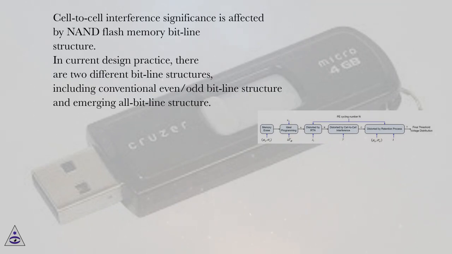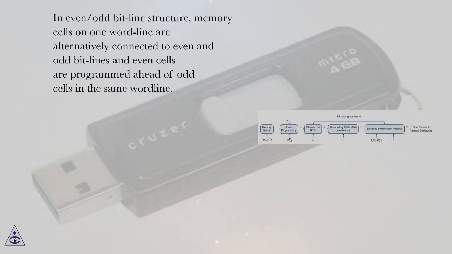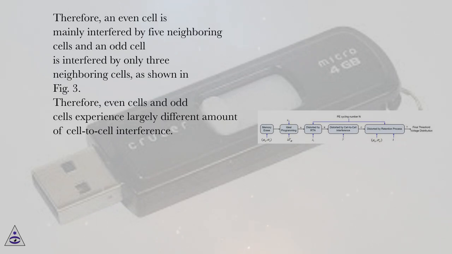In current design practice, there are two different bit line structures, including the conventional even/odd bit line structure and the emerging all bit line structure. In even/odd bit line structure, memory cells on one word line are alternately connected to even and odd bit lines and even cells are programmed ahead of odd cells in the same word line. Therefore, an even cell is mainly interfered by 5 neighboring cells and an odd cell is interfered by only 3 neighboring cells, as shown in figure 3. Therefore, even cells and odd cells experience largely different amounts of cell-to-cell interference.